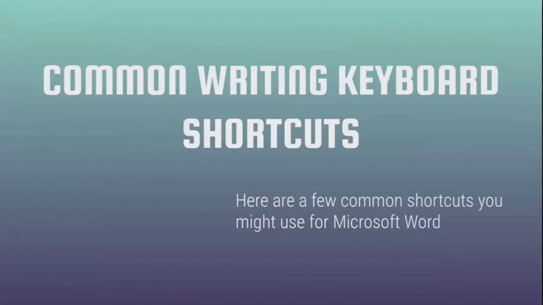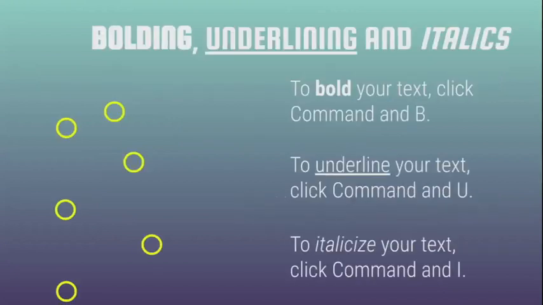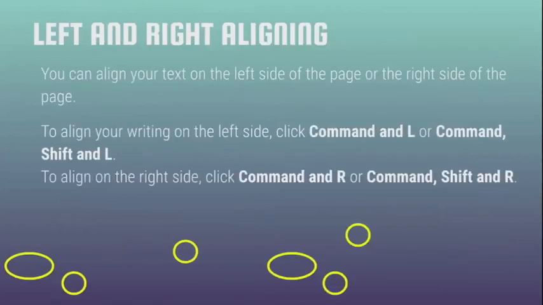Common writing keyboard shortcuts. Here are a few common shortcuts you might use for Microsoft Word. Bolding, underlining, and italics. To bold your text, click Command and B. To underline your text, click Command and U. To italicize your text, click Command and I.